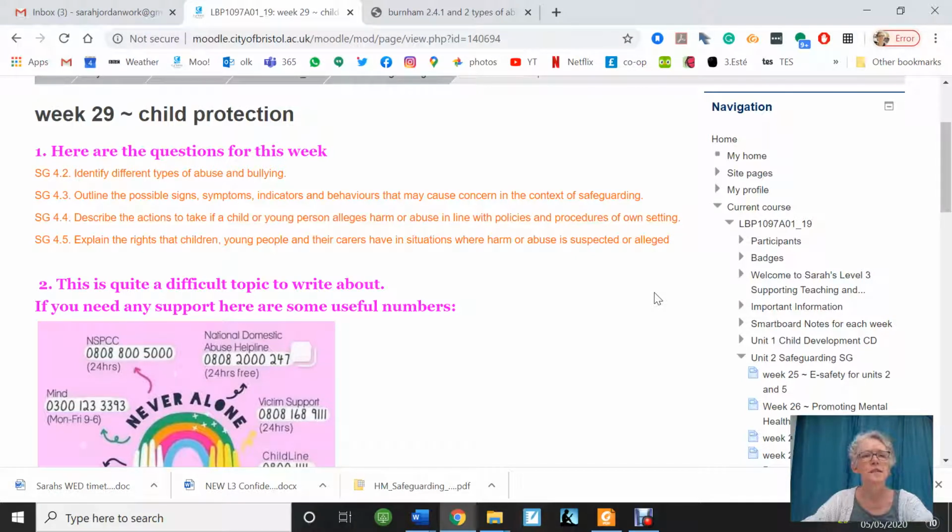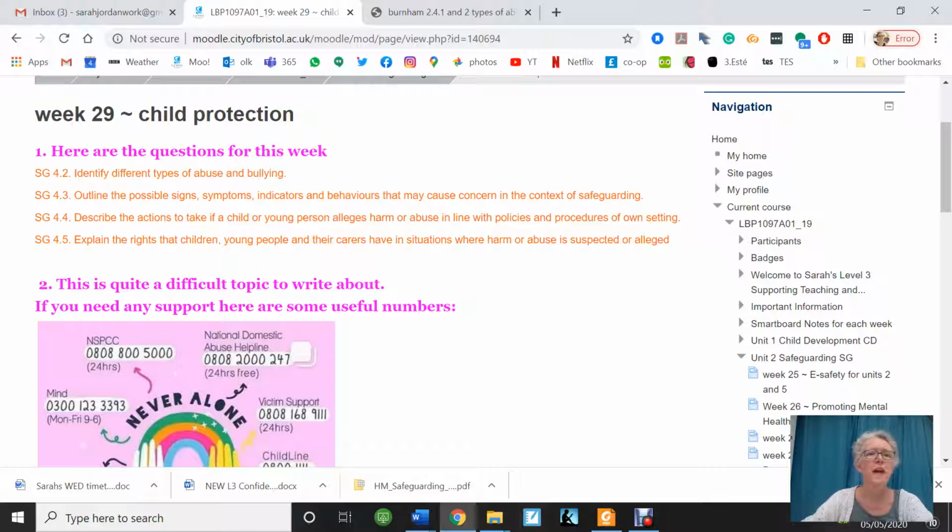Welcome to week 29. This week we're looking at child protection. Here are the questions. Let's read them and have a look. So, safeguarding, they all come from the safeguarding unit. 4.2, identify different types of abuse and bullying.